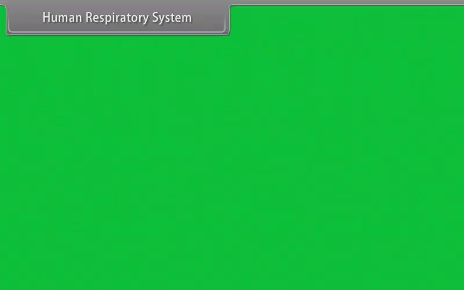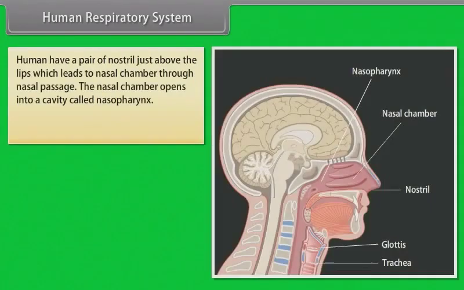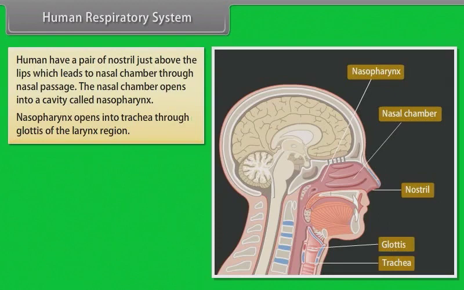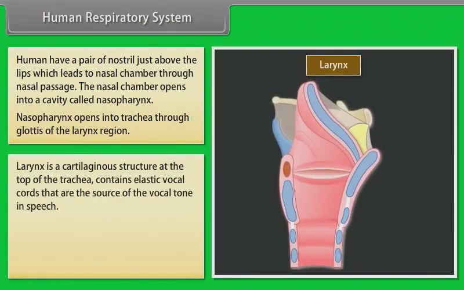Human respiratory system. Humans have a pair of nostrils just above the lips, which leads to nasal chamber through nasal passage. The nasal chamber opens into a cavity called nasopharynx. Nasopharynx opens into trachea through glottis of the larynx region. Larynx is a cartilaginous structure. At the top of the trachea are elastic vocal cords that are the source of the vocal tone in speech.